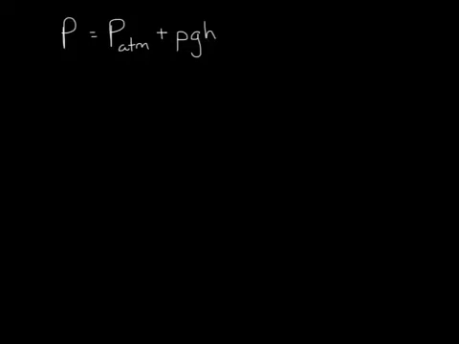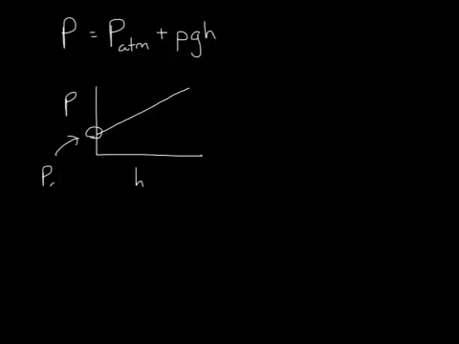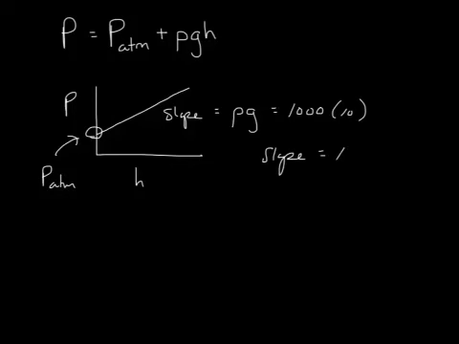So if you graph that, P versus h, you should get a graph that looks something like this. This y-intercept is going to be your atmospheric pressure, and the slope of this line should equal rho g. Now, the density of water is 1,000 kilograms per cubic meter, and g is about 10. So hopefully for your lab today, you got a slope very close to 10,000. If you didn't get that, you might want to go back and check your work.